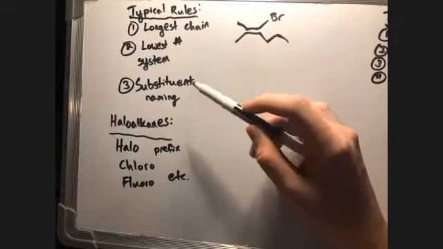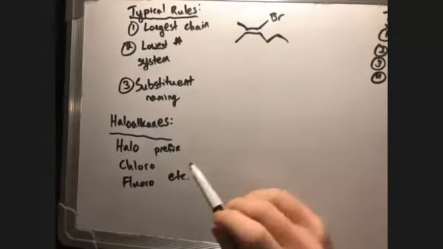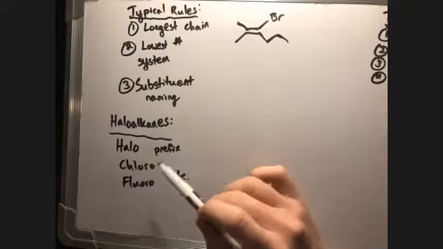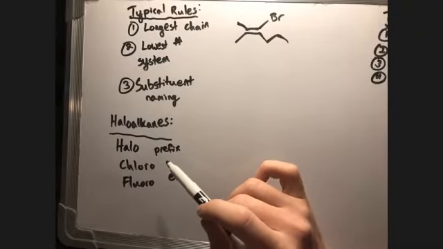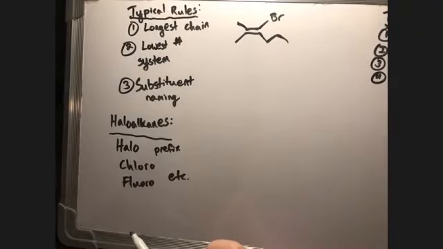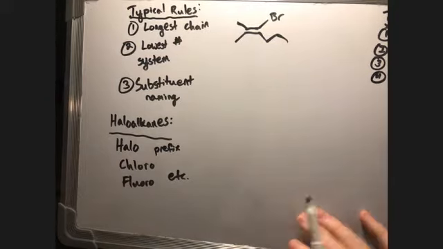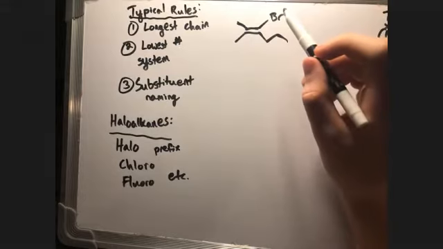So then you have to name all the substituents. As far as naming halogens, it's just halo, which means depending on the halogen, that would be chloro, fluoro, bromo, iodo, and that's it. Those are the halogens that we'll discuss here.